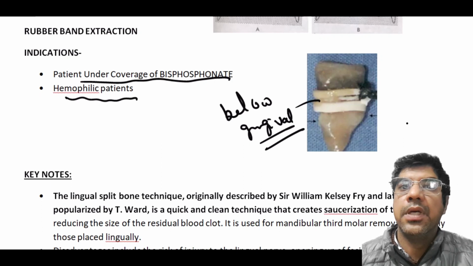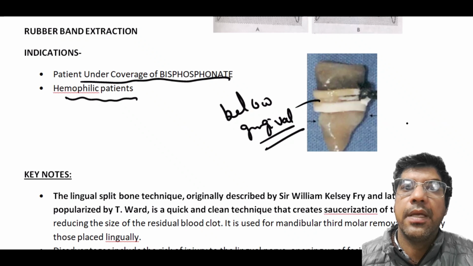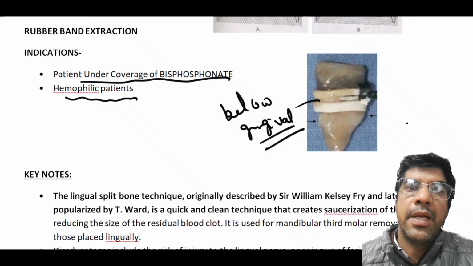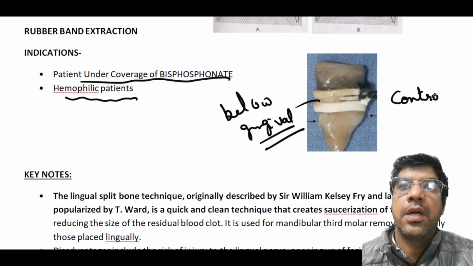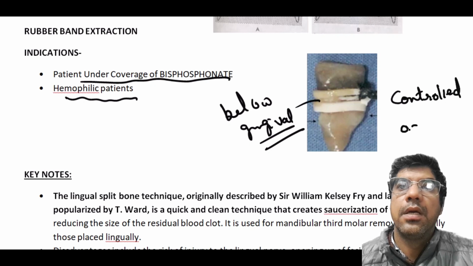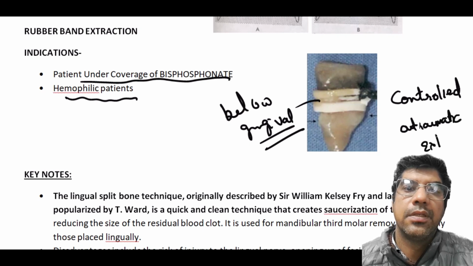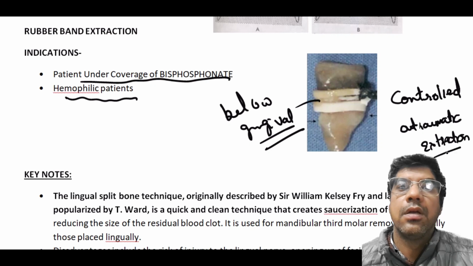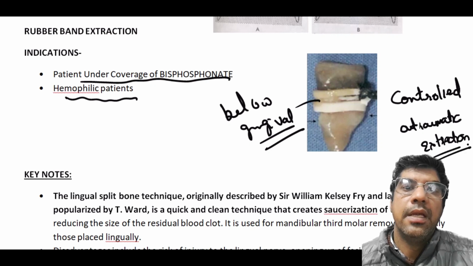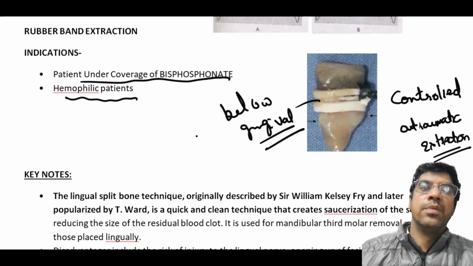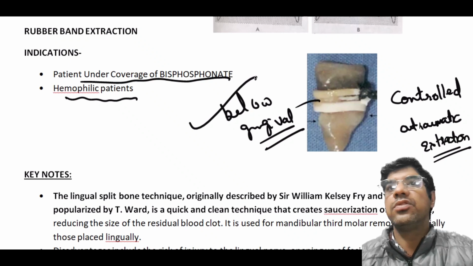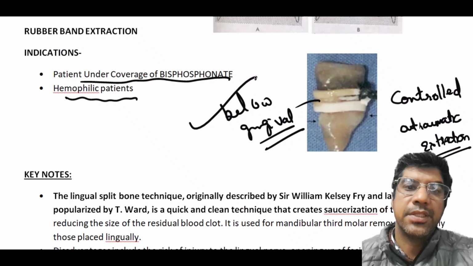This force would dislodge the tooth from the socket by exploiting the periodontal ligament's viscoelastic property. So gradual application of force would provide a controlled, atraumatic extraction. Once the tooth exhibits sufficient mobility, it can be gently lifted from the socket. So this is rubber band extraction.